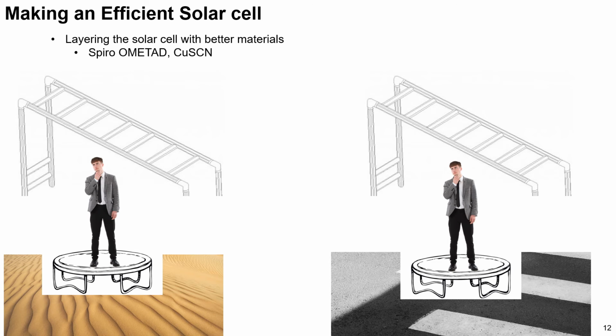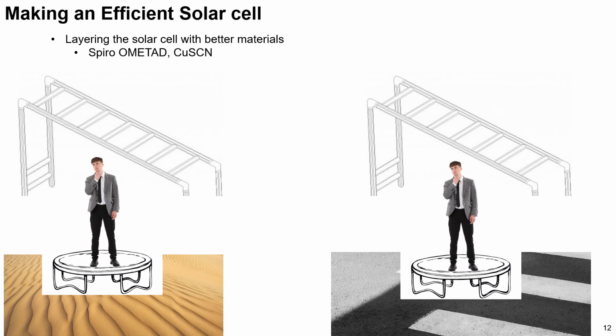Another way that you can make this man get up to those monkey bars a lot easier is by changing what is beneath that valence band, or the trampoline. So on the left, imagine you have a trampoline in the sand, and you jump on that trampoline. That trampoline is going to dissipate a lot of energy into sand. It's going to kind of sink. You're still going to jump, but not as easily. On the right, with a nice solid surface beneath the trampoline, you are going to transfer most of that energy from the bounce into yourself, and you're going to get up to those monkey bars a lot easier.